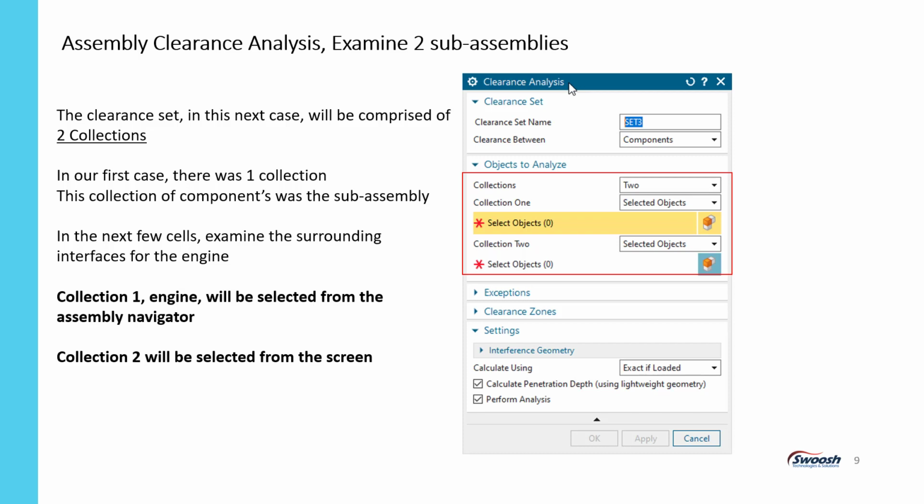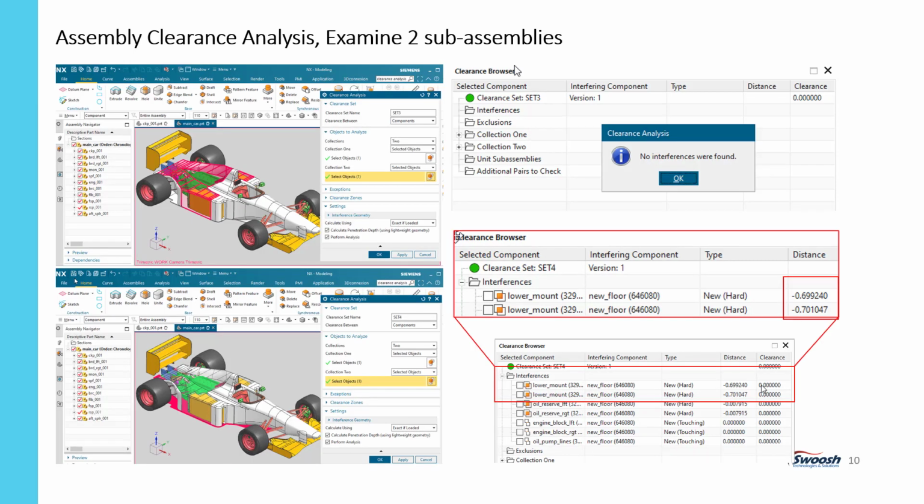When we do our next grouping, we're going to start looking at subsystems to subsystems. So collection one will be the engine, and collection two will pick around the screen. So we'll go engine to bodywork, engine to floor, and so on. In the first pass, along the top of the screen, we've selected the engine for our collection one. For collection two, just the upper cowl, you can see in the red highlight, and no interferences have been found.